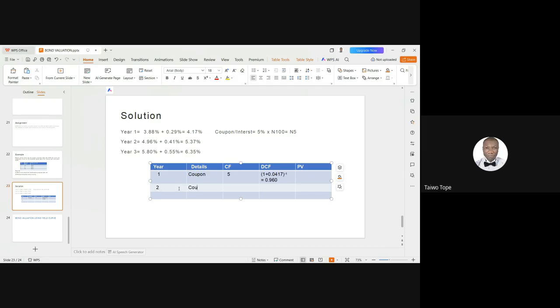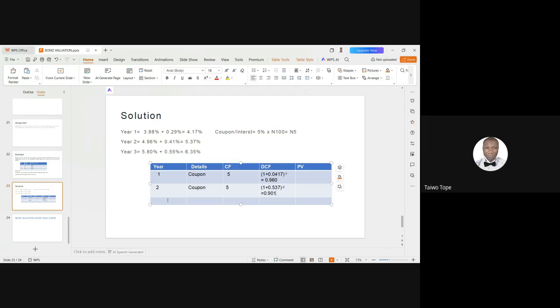Still coupon. The value is 5. Your discount factor will be what? 1 plus 0.0537 to the power of minus 2. And this will give us what? 0.900. Yeah. 0.901. Okay. So this will equal to 0.901.